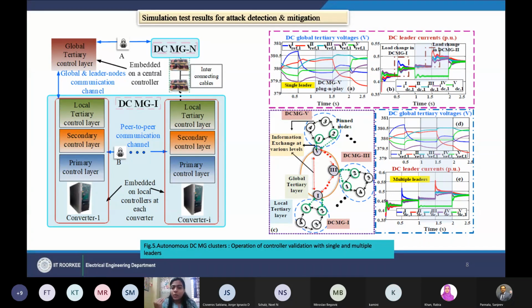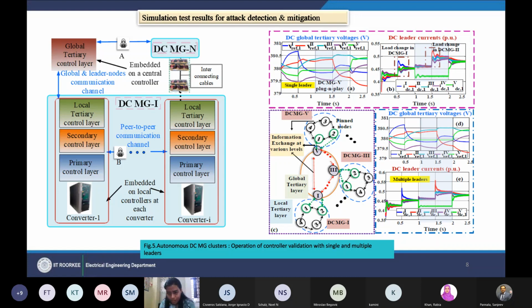Then we move on towards the local tertiary control layer. It is actually a reliability layer for the global tertiary control layer. The global tertiary control layer helps us to exchange power with the neighboring clusters. So as I said, DCMG1, say V1 cluster or one community of microgrid, DCMGN is the nth community of microgrid. So the inter-microgrid power sharing will be facilitated through the global tertiary control layer.